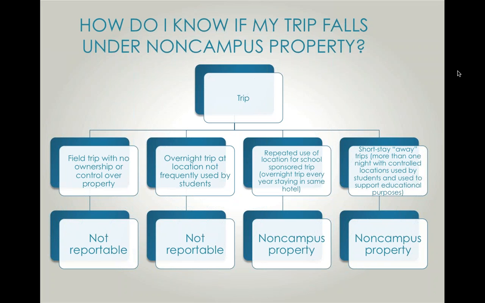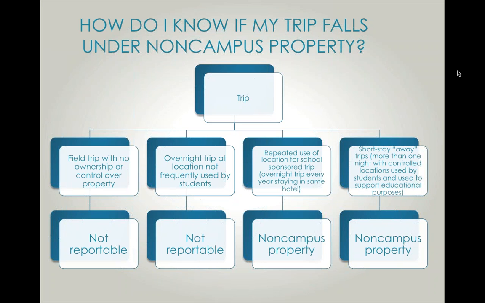And then the next one is short stay away trips. This is the language that's used in the handbook as well. The example of a trip like that is, say, an institution is going for more than one night to a location that the institution controls. It's going to be used by students and it's used to support those educational purposes. So what the handbook has specified is that those short stay away trips are considered to be non-campus buildings and property. So that's kind of the metrics that we consider.